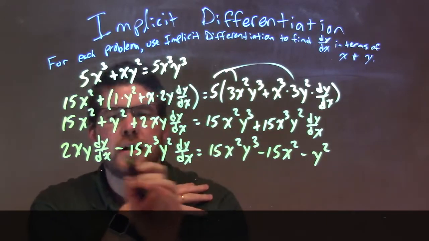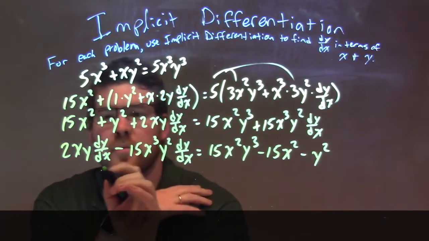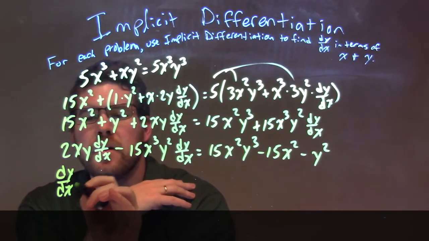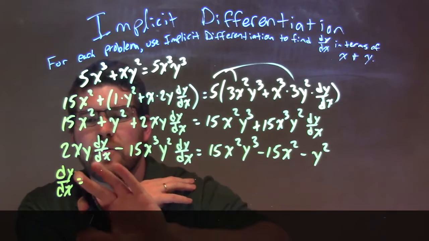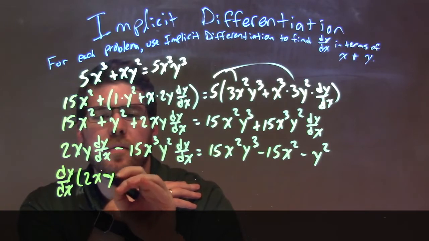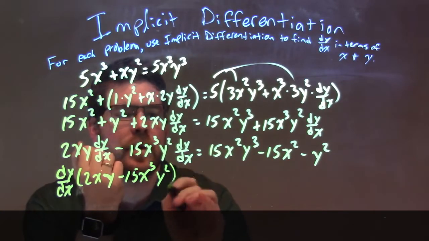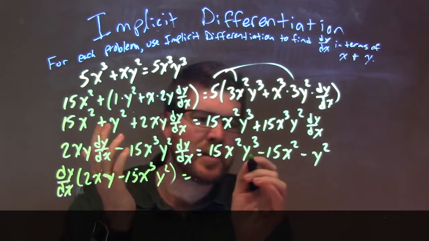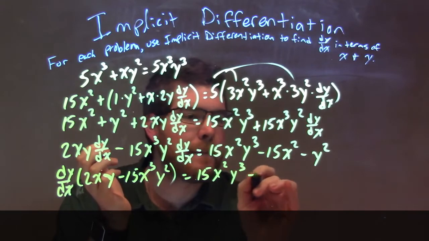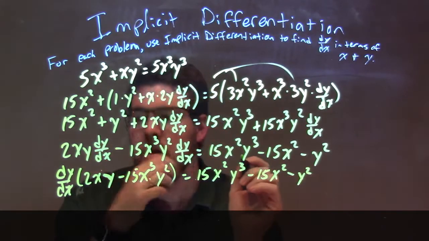So let's pull out the constant of dy dx. It's in both parts, right? Dy dx from both parts. Dy dx here is equal to, pulling out, multiplied by 2xy minus 15x to the third y squared. And that's equal to the right-hand side, which I leave there, 15x squared y to the third minus 15x squared minus y squared. So now I'm pretty much done.